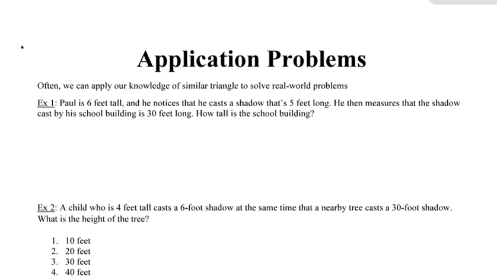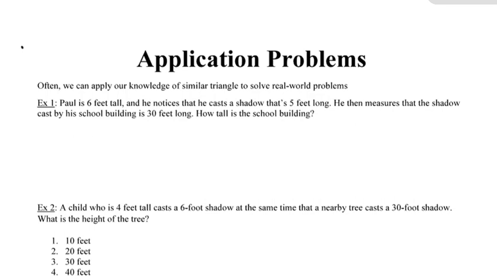So in example 1, we've got Paul, who's 6 feet tall. He notices that his shadow is 5 feet long. He then measures the shadow cast by his school building to be 30 feet long, and they want us to find how tall the school building is. And you can see that it would be pretty difficult to find the height of the school building by measuring, just because it's going to be so large, but we're going to use our knowledge of similar triangles instead.